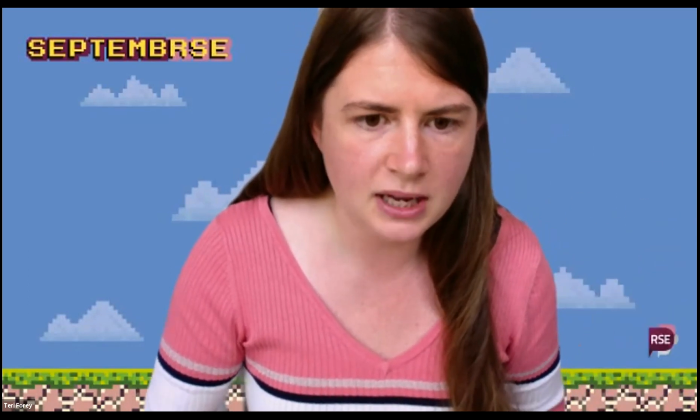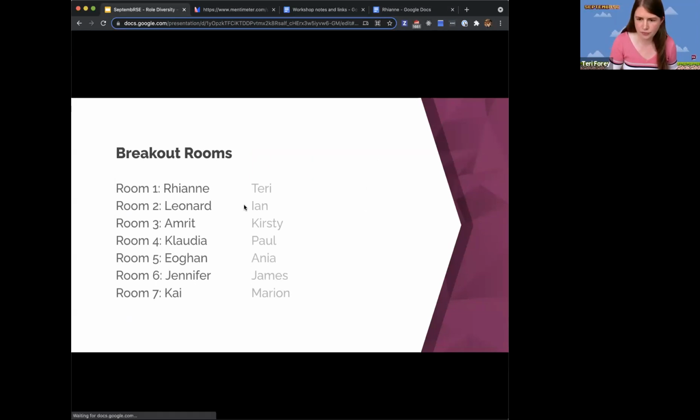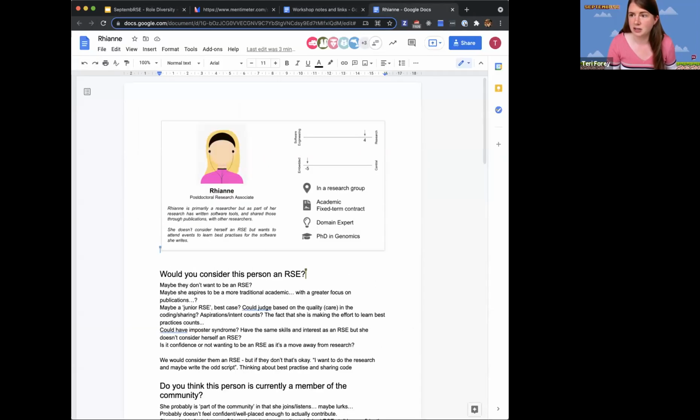So I will quickly share my screen again. Which window is it? I think it's this window. Actually no, I'm first, so I shall start. I'll give a very quick overview of Rianne. I'm actually going to have to share the notes because I can't do too many things at once.